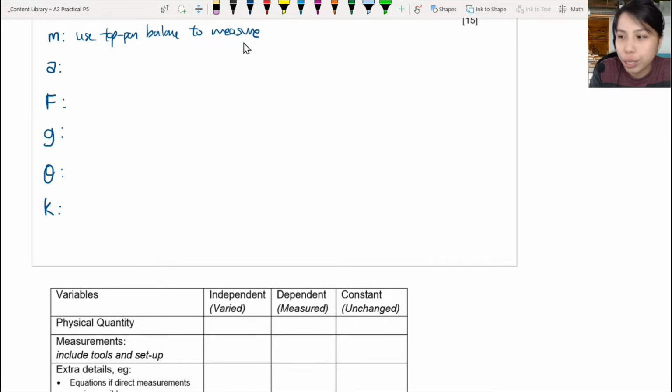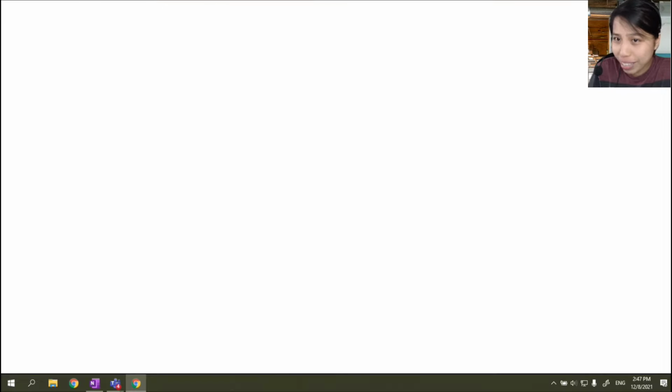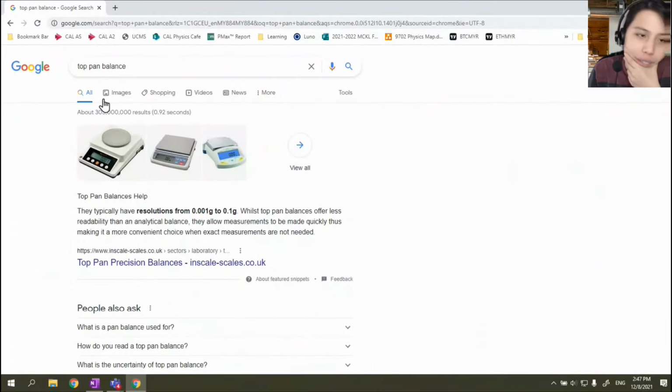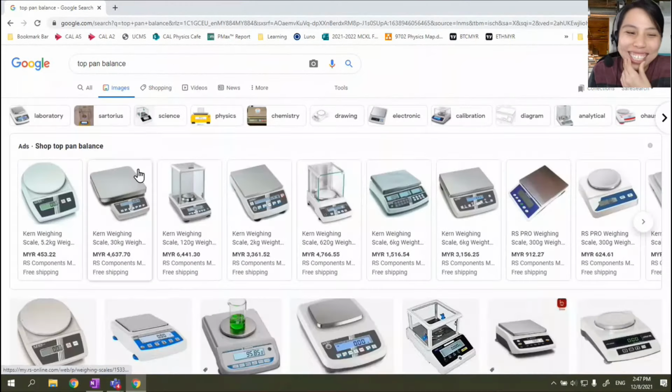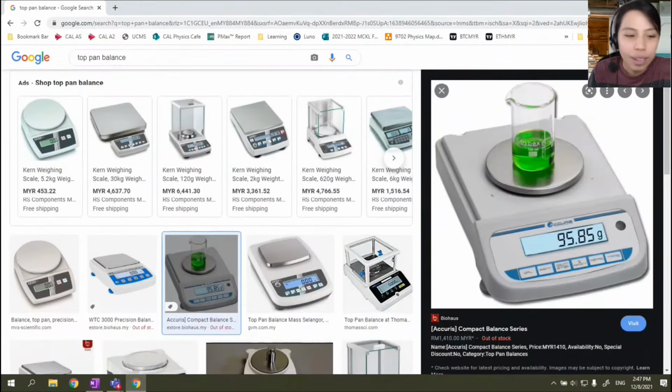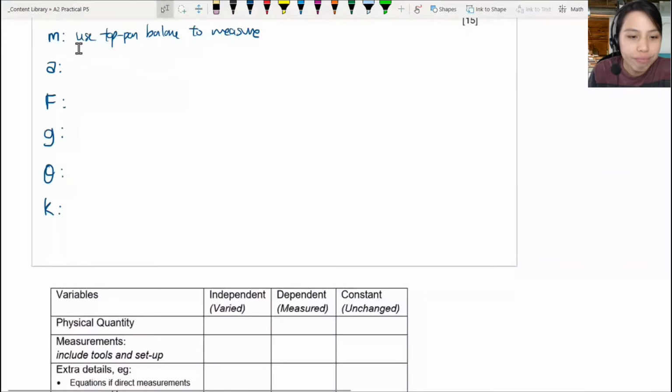So this is my checklist, just making sure I don't miss anything. If you do not know what a top pan balance is, you need to Google a bit. That is especially true for Paper 5. It's like, miss, we don't have a lot of lab experience. It's okay. Google is your best friend. Remember this? You press the button, you see the reading. Top pan balance. Okay, next. What else? I think that's it.